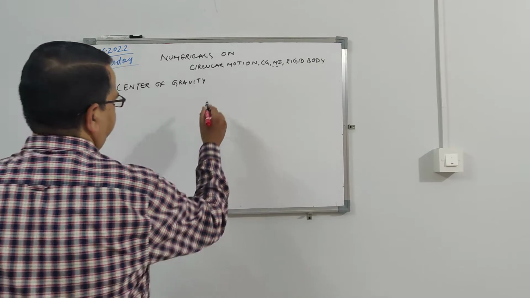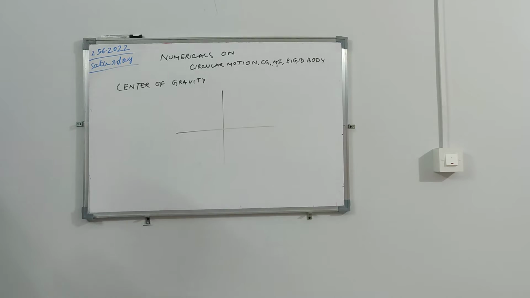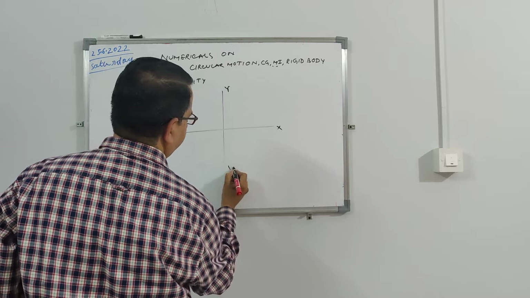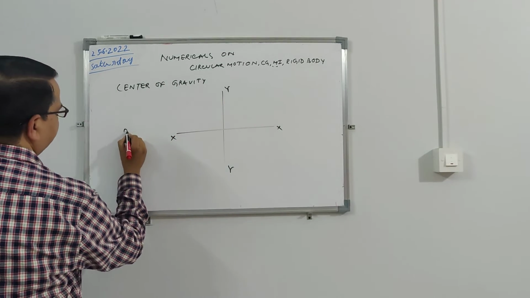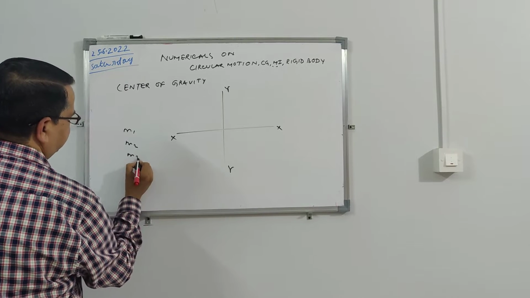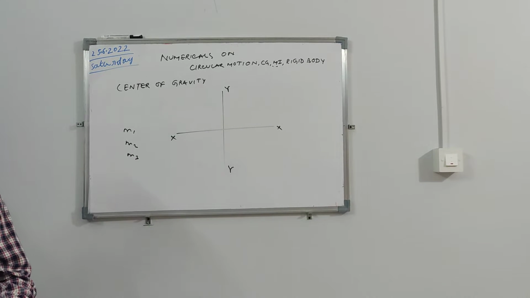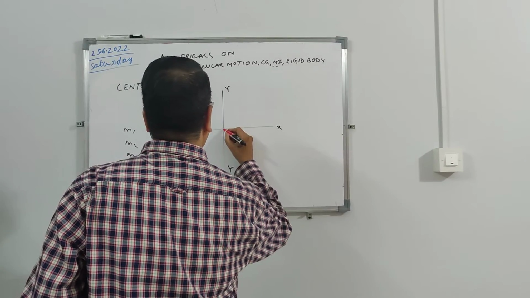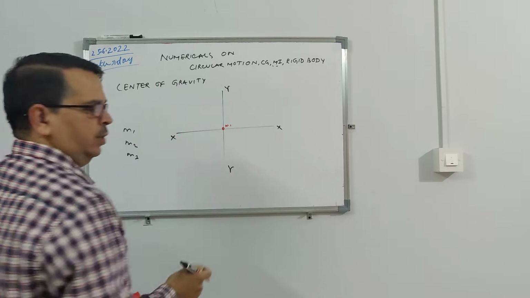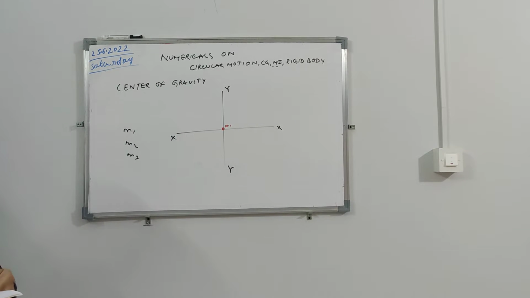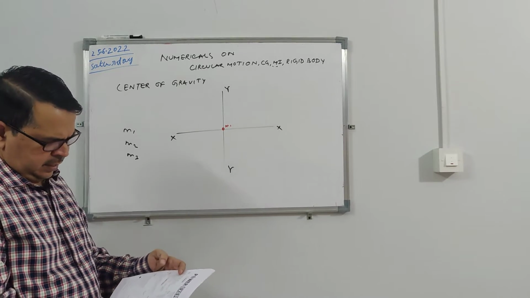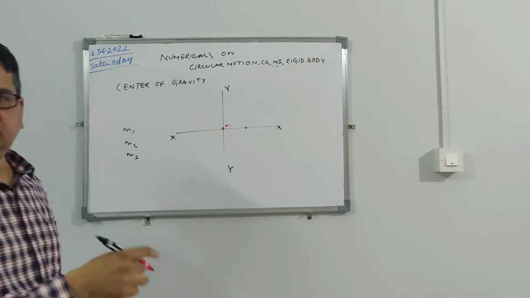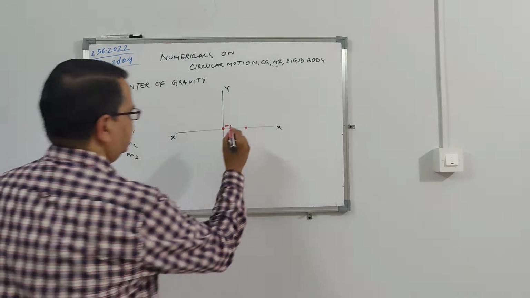Okay, so let us draw it in the coordinate system. Let us say this is x and this is y. You have three particles, m1, m2, and m3. One particle is at (0, 0), let us say m1. Then another particle is at (1, 0), which means x coordinate 1, y coordinate 0. Let us say this is m2.